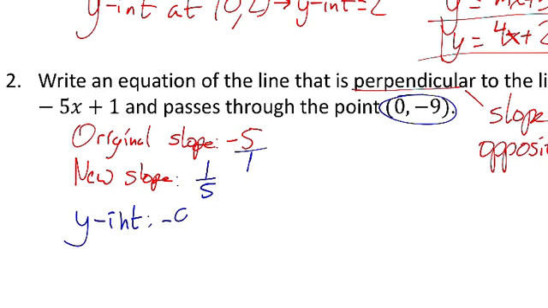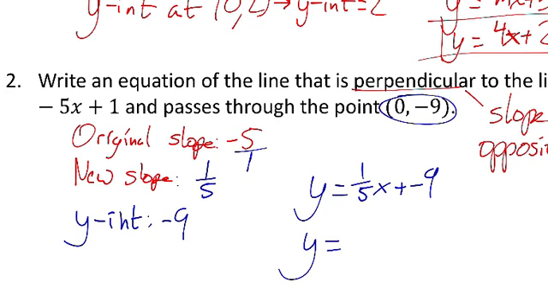is 9. Plugging these into our equation, the new slope that we got, the opposite reciprocal of negative 5, is positive 1/5 x. The y-intercept is 9, so plus 9, so y equals 1/5 x plus 9.